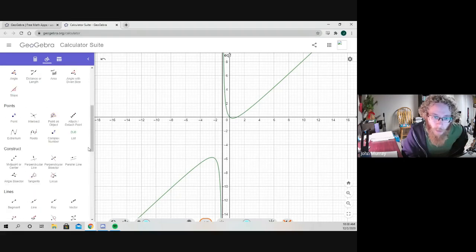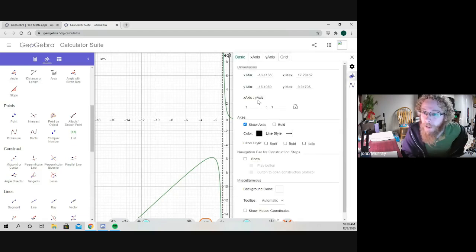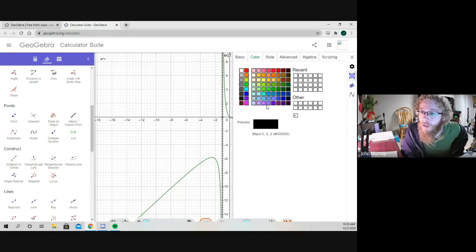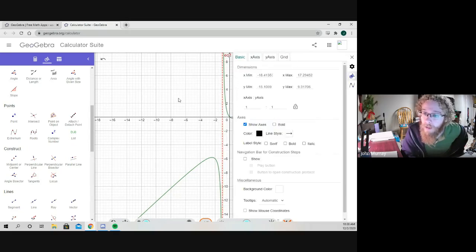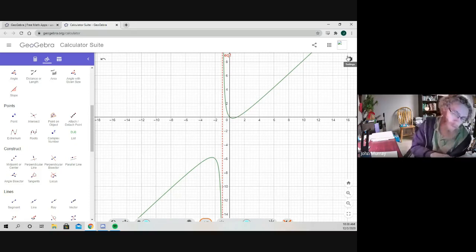Sorry, I'm trying to learn this new program, and it's got some fancy stuff. Here we go. Cool. There's our asymptote. Let's make it red. There's our vertical asymptote that we know how to find.